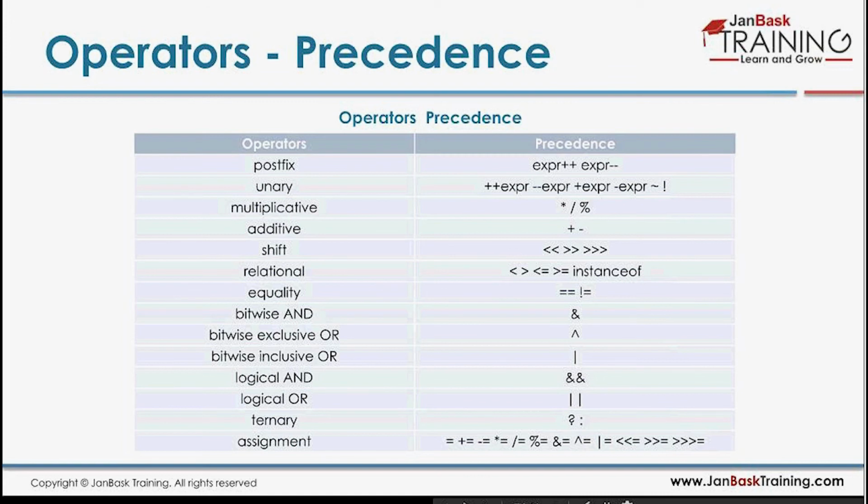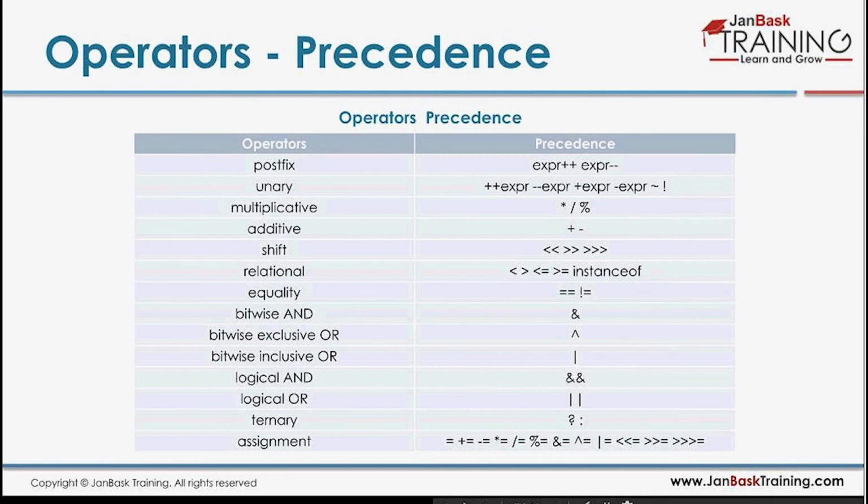Then multiplicative operators. So all these operators are multiplicative: multiplication, division, and percentage. Then we have got the additive, which is plus minus. Then we have got shifting operators. Relational operators come next. Equality operators come afterwards. The bitwise operators are below equality operators in terms of precedence. Then we have got bitwise exclusive OR, which is also known as XOR. Okay, so XOR has got a higher precedence than bitwise inclusive OR.